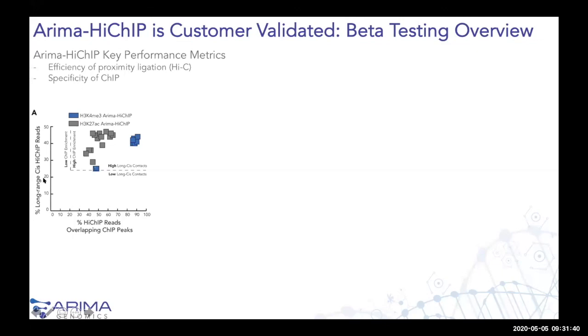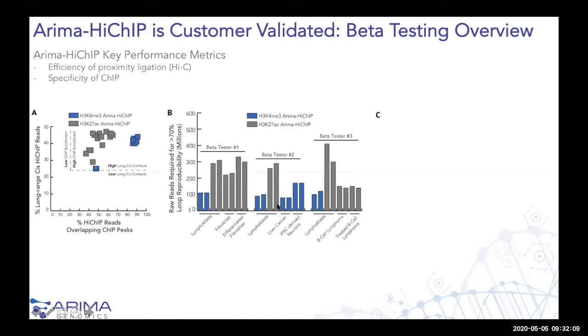So when you plot that data, the percentage of long range interactions in the HiChIP data on the y-axis and the fraction of HiChIP reads that overlap ChIP peaks, you want to be in the upper right quadrant of this plot. And all 24 reactions from the 3 beta testing sites meet that criteria of having a high fraction of long range interactions and a high ChIP enrichment for both antibodies.